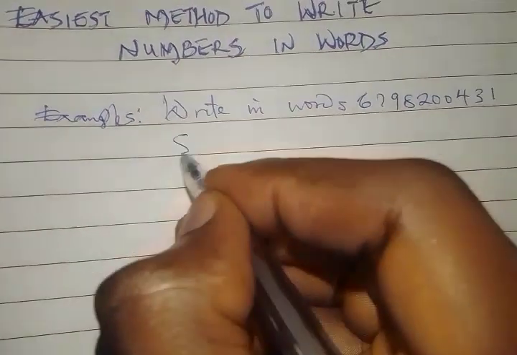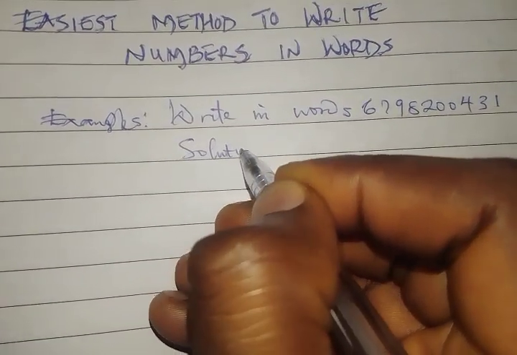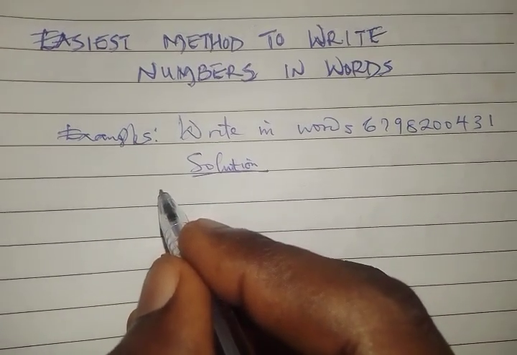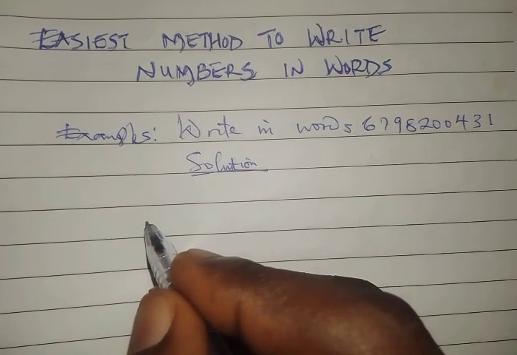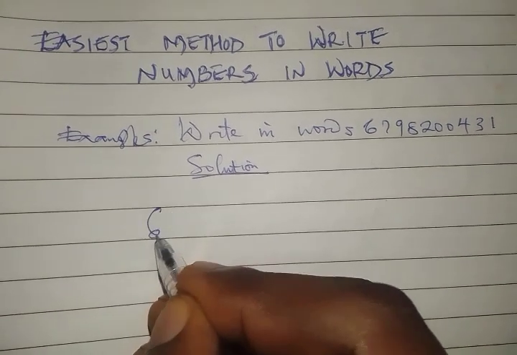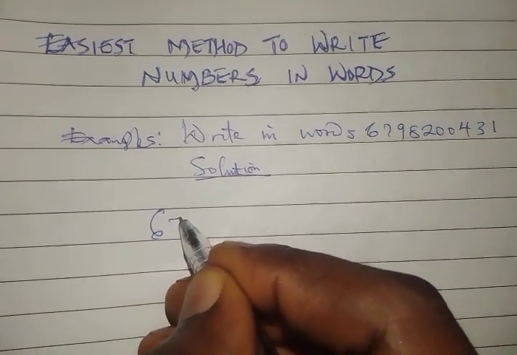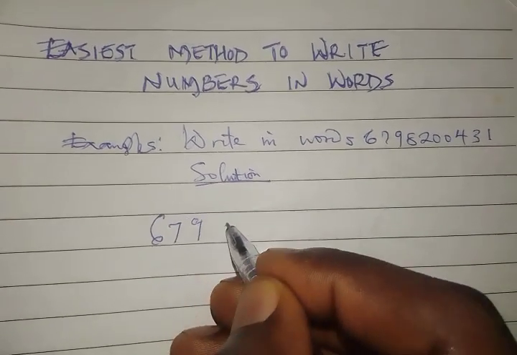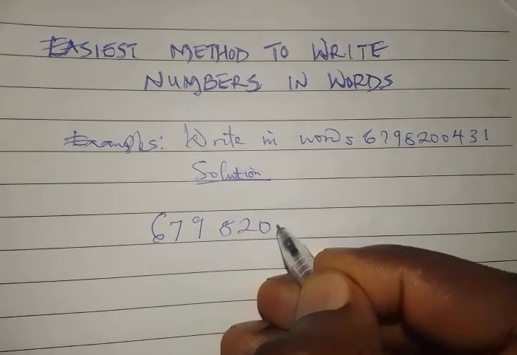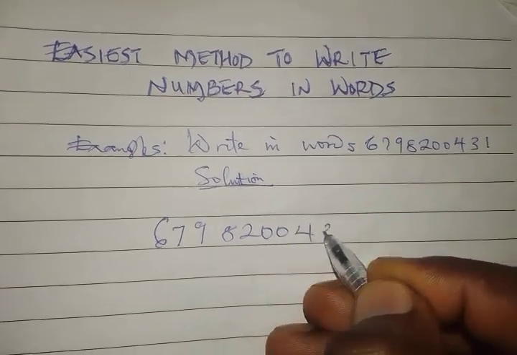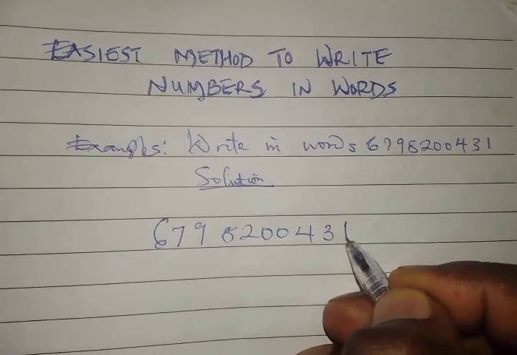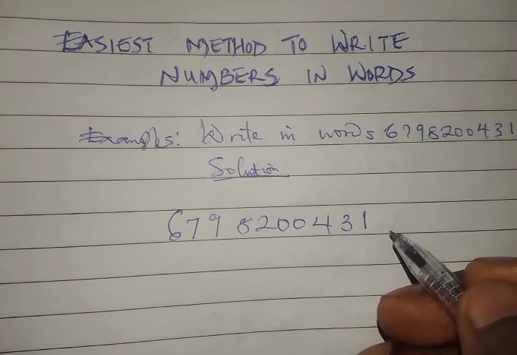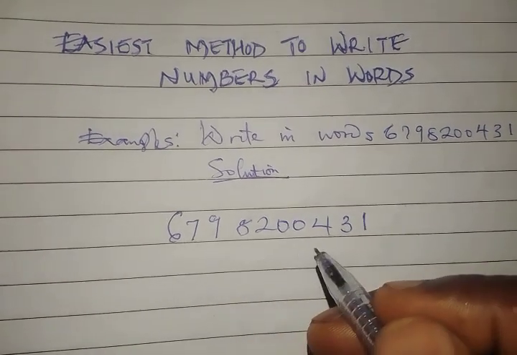Now, the next thing to write is solution. Then please leave a line above, and then you write the numbers on the second line. I'll tell you why in no time. And when you're writing the numbers, try to be a bit spacious and legible. So 6,798,200,431. The next thing you want to do is to write your place value on each of the numbers.